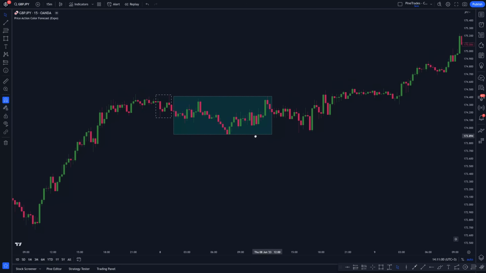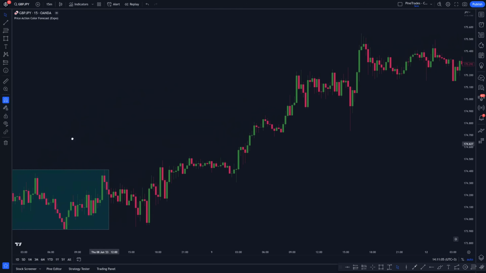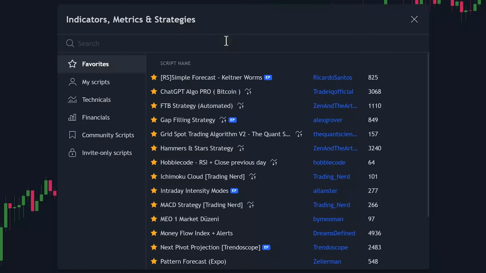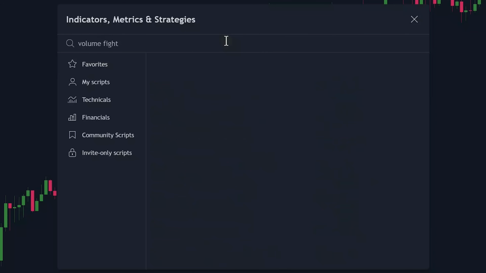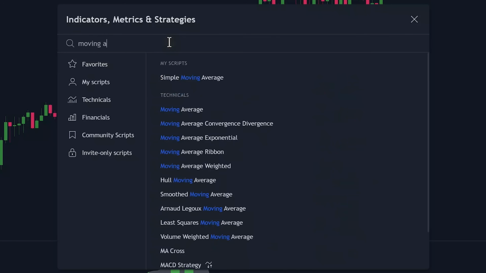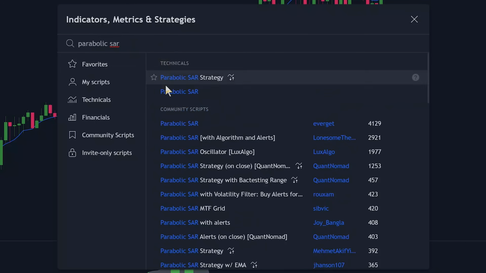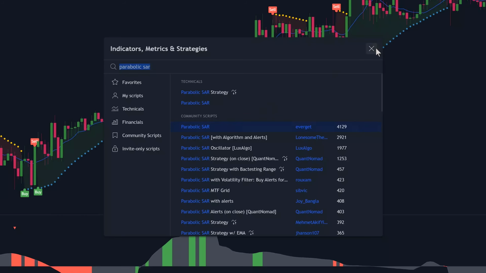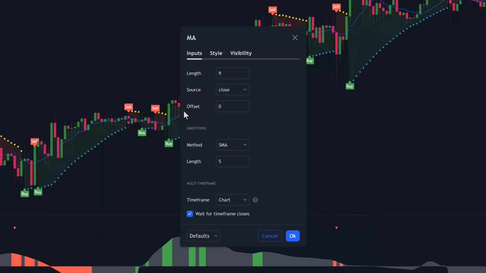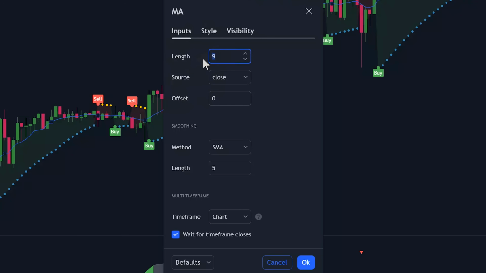Now to add the 3 filter indicators that I mentioned earlier, on the indicator search tab, type in volume fight and select this one by Shuttle Club. Next, type in moving average. This one by Tradingview, that's under technicals. Lastly, type in parabolic SAR. This one by Everget. Double-click on the moving average, and on the Inputs tab, change the length to 200.